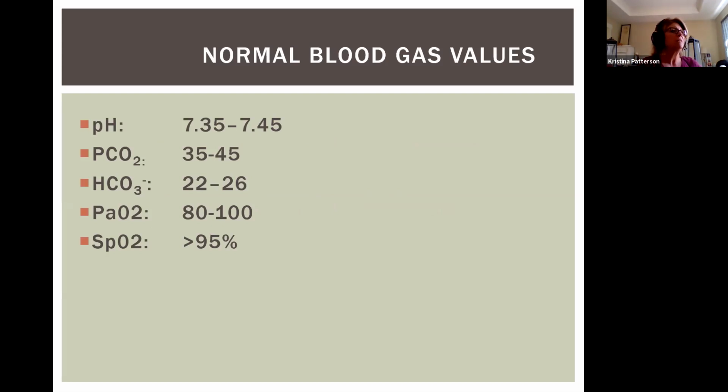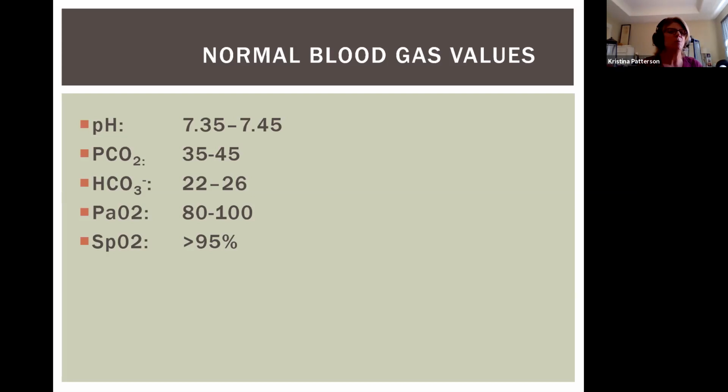So here are your normal blood gas values. pH is 7.35 to 7.45. PaCO2 is 35 to 45. Bicarb is 22 to 26. And your PaO2 is 80 to 100, and SpO2 is greater than 95%.